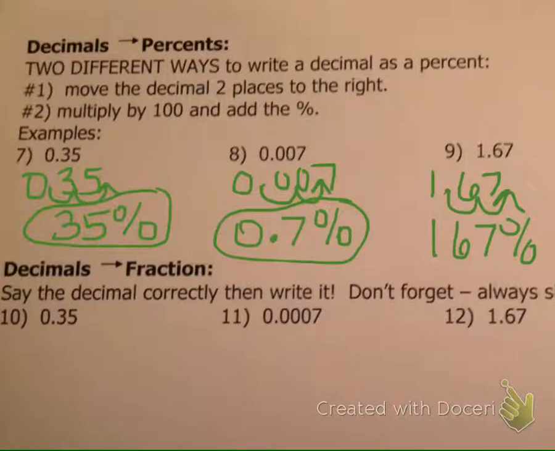Okay, now let's take a look back at changing a decimal to a fraction. Now we're going to talk about decimals to fractions. So we're going to say the decimal correctly, then write it. And I mentioned this earlier in example number 6. How would you say number 10? You would say that as 35. This is your tenths. This is your hundredths. So it's 35 hundredths. So you're just going to write that the way I just said it. 35 hundredths, which is 35 over 100.